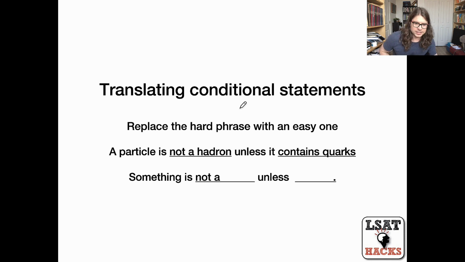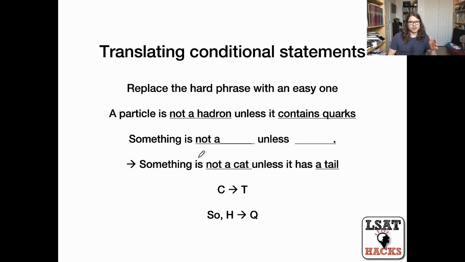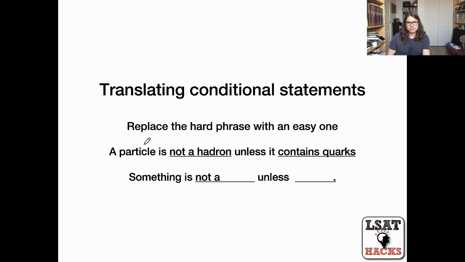Okay, so translating conditional statements. You want to replace the hard phrase with an easy one. Let me just check my next slide. So here I say, a particle is not a hadron unless it contains quarks. Take a moment, write down how you think this should be drawn. Because it's obvious there's going to be an H and a Q in there, but what's their order and are they negative or not negative? Okay, that's enough time. I basically just want your gut instinct.